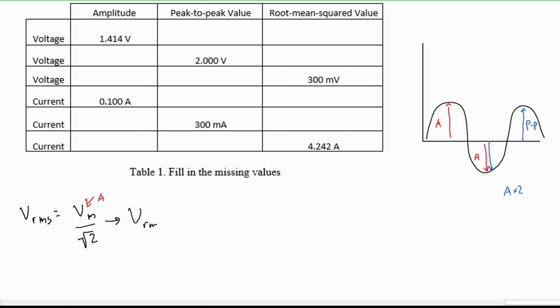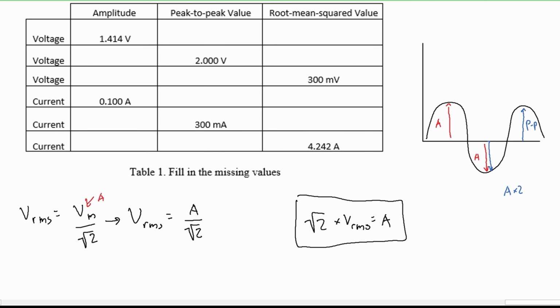So we can rewrite this as VRMS is equal to the amplitude that we were given divided by the square root of 2. And if we wanted to find the amplitude, we can use the equation where we have the square root of 2 times our VRMS, and this is equal to A. And this is just through simple manipulation of the first formula. So these are the equations that we're going to use along with the graph to solve this.